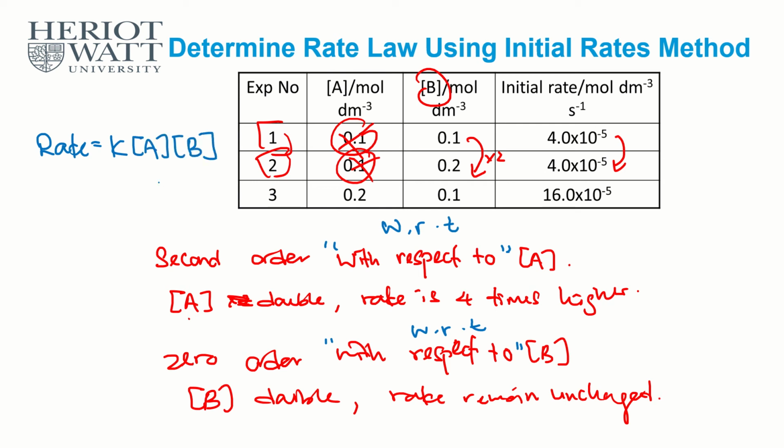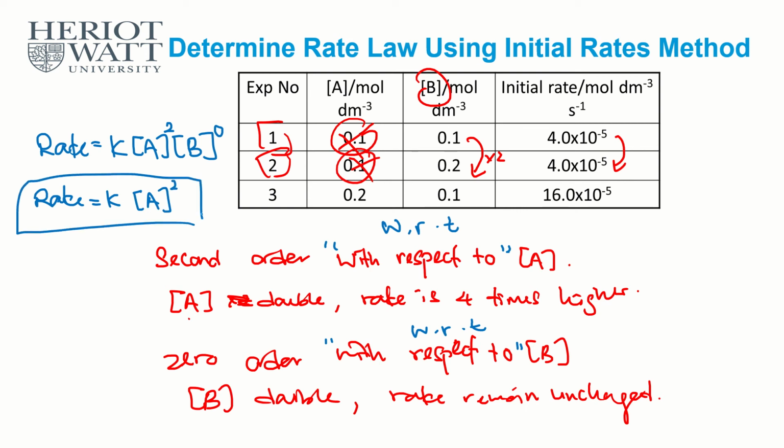Supposed to be A and B now, but we found out that A is second order, B is zero order, right? So what is the final rate equation? Rate equals k times the concentration of A to the power 2, and this is the rate law. Because B to the power 0 equals 1, we just ignore B. So this is the proper rate law after considering the concentrations given here. The initial rate method, we call it.